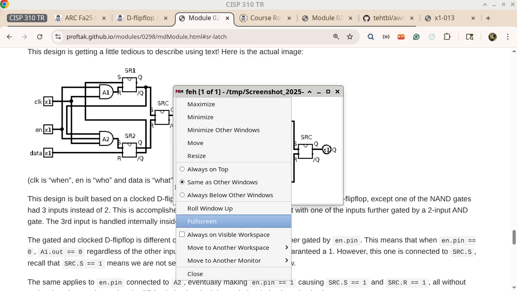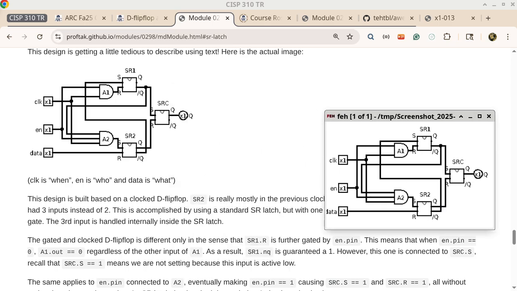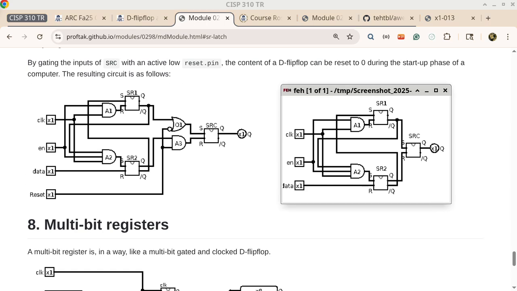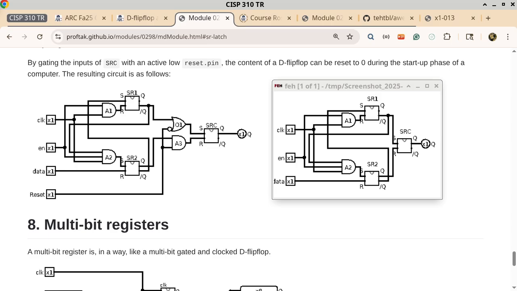Always on top. There we go. Scroll down. Okay, so now we compare these two circuits. And you can probably see that they're about the same. This one is SR1, this one is SR1, this one is A1, this one is A1, and so on. The only difference really are these two components in between. This is O1 for an OR gate, this is A3 for an AND gate. So now you go like, okay, this wire used to go directly to the S input of the SRC, and now it's going through one side of the OR gate before it goes to the S pin of the SRC.